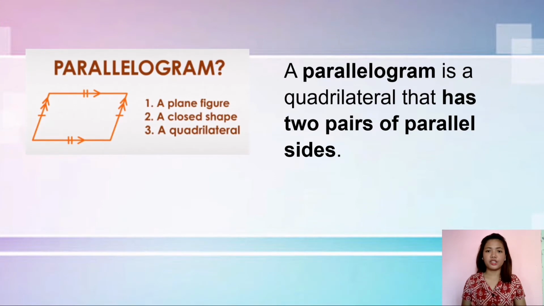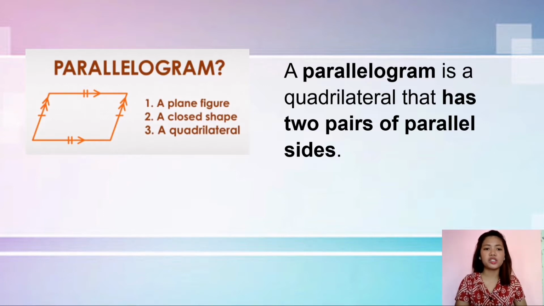Always remember that a quadrilateral has four angles and four sides. After viewing the video, we are refreshed of the different types of quadrilateral. So now, we will know how to identify when we can consider a quadrilateral as a parallelogram. So, simulan natin sa tanong na kung ano nga ba ang parallelogram. A parallelogram is a quadrilateral that has two pairs of parallel sides.